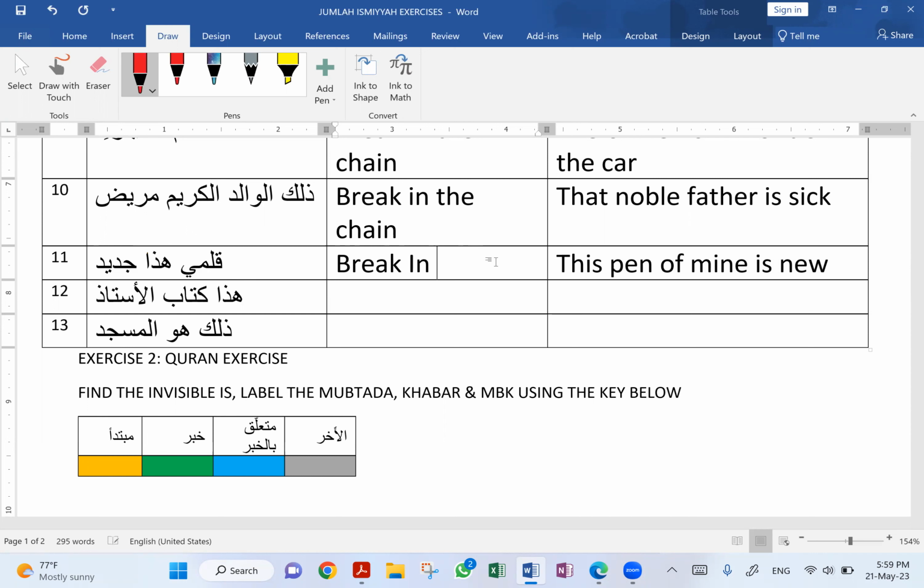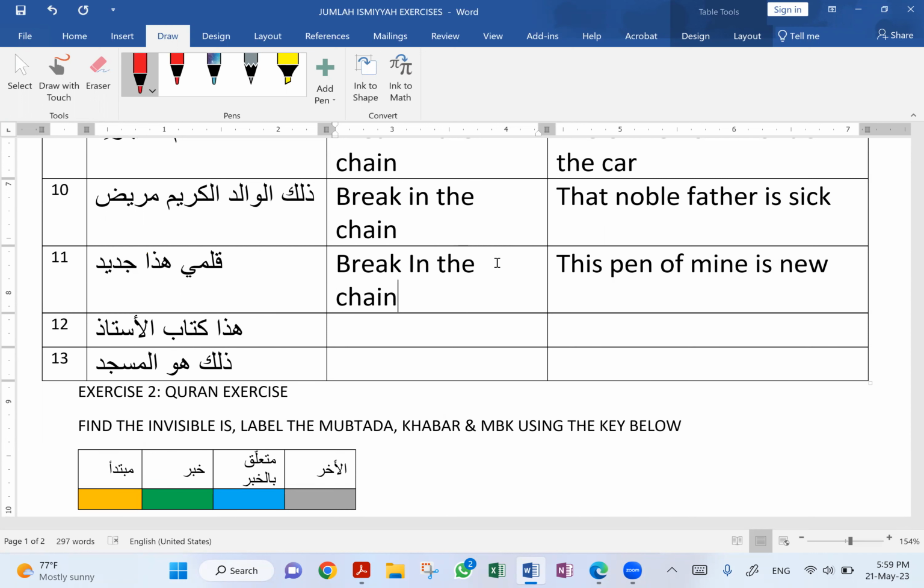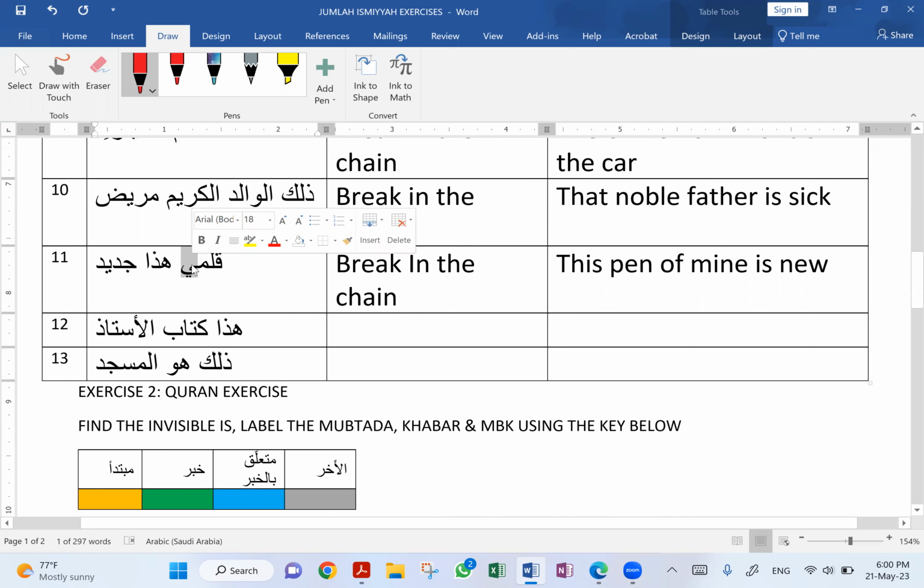Any questions on that? Are we all familiar with that concept of hadha going at the end? You said qalami is a mudaf. Yes. And the mudaf ilayhi is hadha. No. So qalam is one word. Okay. Then we have the attached pronoun ya. Qalami. My pen.